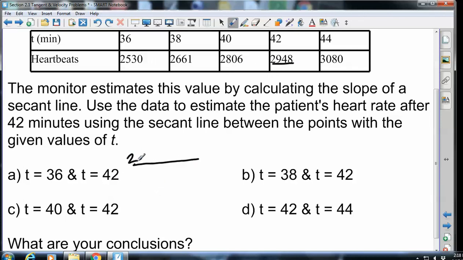Okay. So at 42, my y would be 2948 minus y1 would be 2530 over x of 2, which is 42, minus x of 1, which is 36. Why don't you just plug all of that in your calculator at once? Use parentheses, top and bottom.